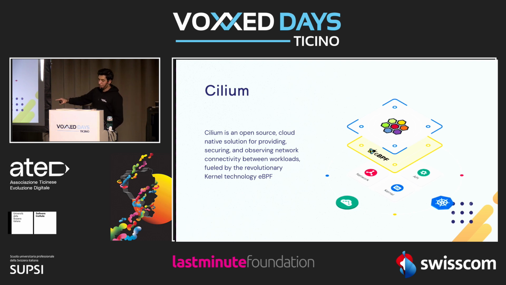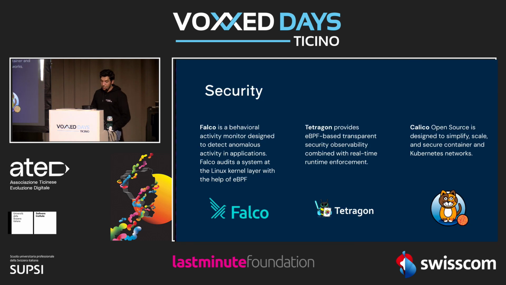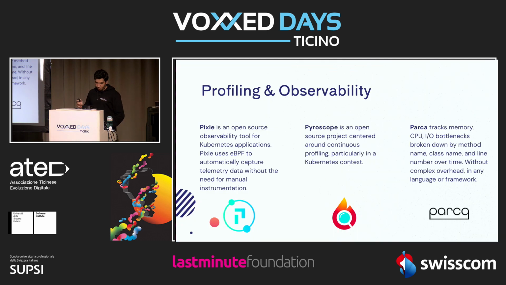Cilium is one of the contributors to eBPF. They have a lot of tools. They're focusing on networking, but they also offer security as well. In security, a couple of projects that are popping up in the CNCF: Falco, Tetragon, Calico. Really good. In observability, you've probably heard about Pixie or Periscope. Periscope is from Grafana.